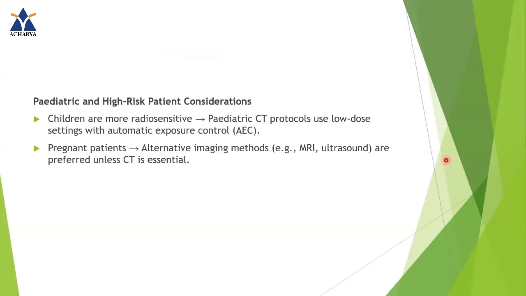Pediatric and high risk consideration: children are always more sensitive to radiation because the organs are still in the developing stage. So organs are still radiosensitive. So always use as low as reasonably achievable radiation dose to the patient, and use automatic exposure controls or a 3D dose modulation technique. 3D dose modulation is also a tube current modulation technique, which alters the tube current.